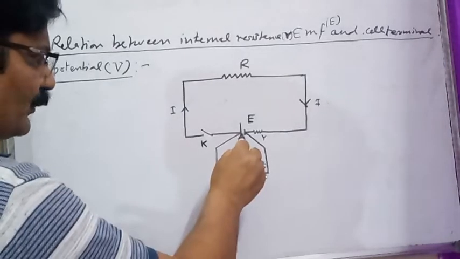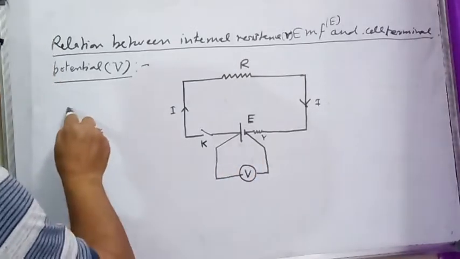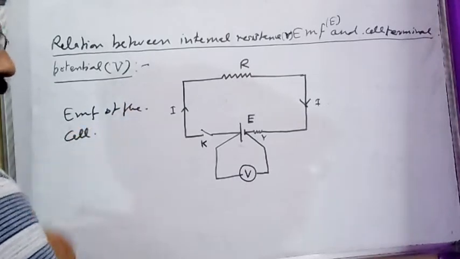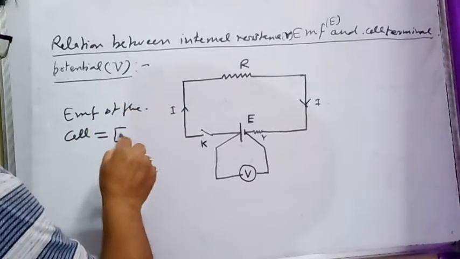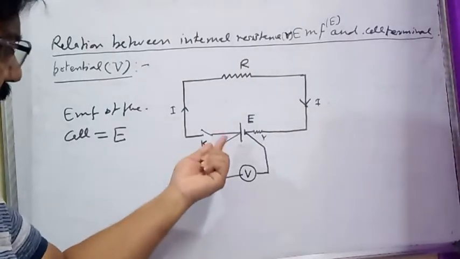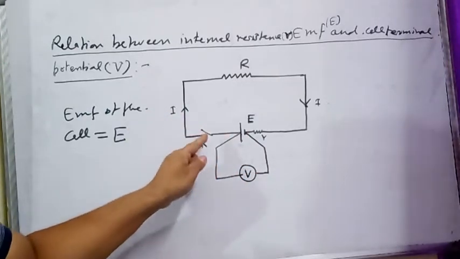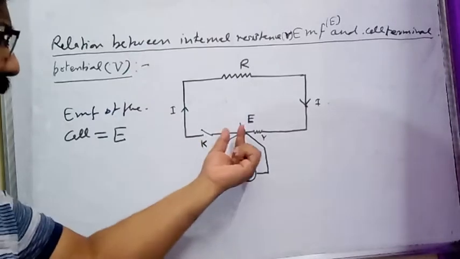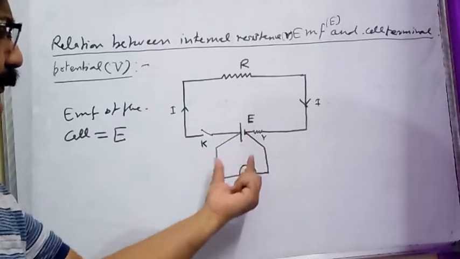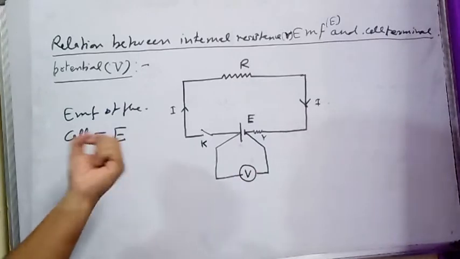At the time, this voltmeter connected to the terminals of the cell will read EMF of the cell. That equals E. As by the definition of the EMF, the potential difference between the terminals of the cell when no current is being drawn from the cell, it means the cell is in the open circuit. In that condition, whatever is the potential difference between the terminals of the cell, that would be EMF. So in this condition, reading of the voltmeter is going to be EMF.